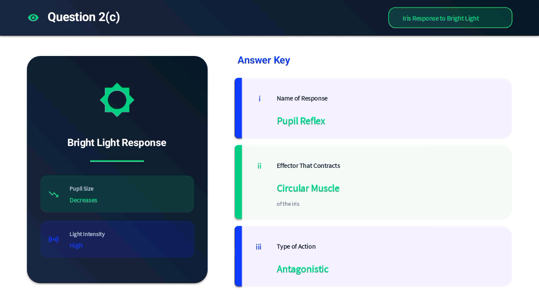Part 3 asks for the type of action shown by the paired effectors. The answer is antagonistic. This means the circular muscle and radial muscle work in opposition. One contracts while the other relaxes. This is the same principle we see in other muscle pairs in the body.